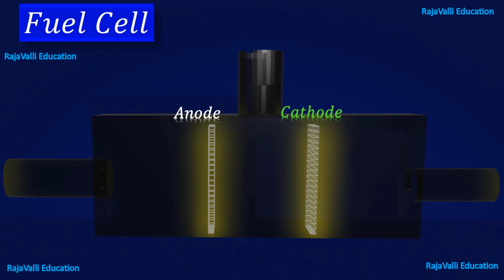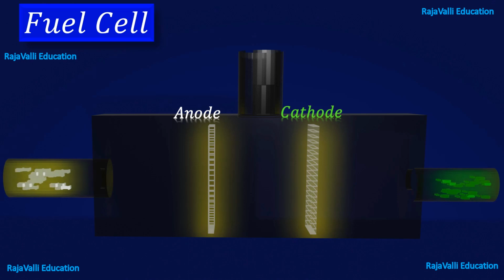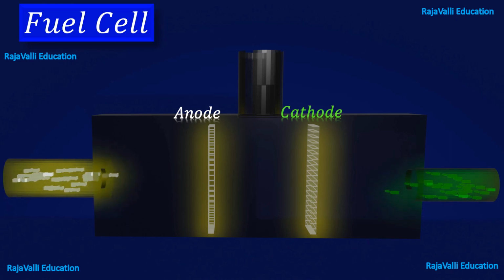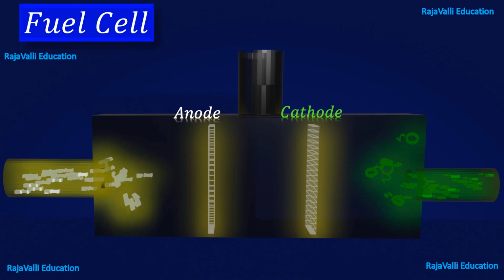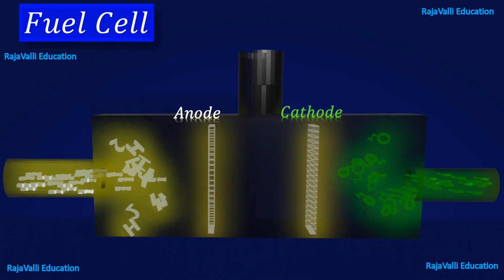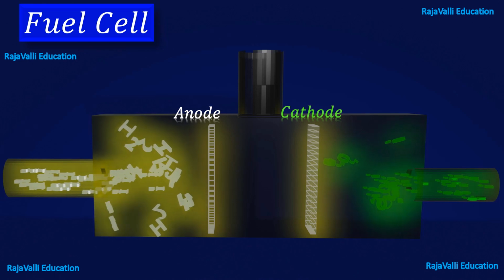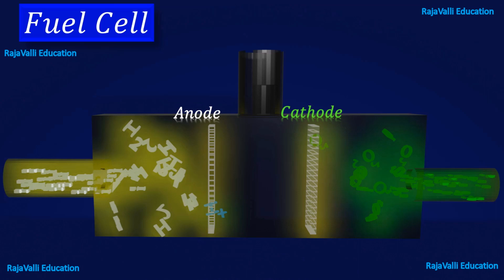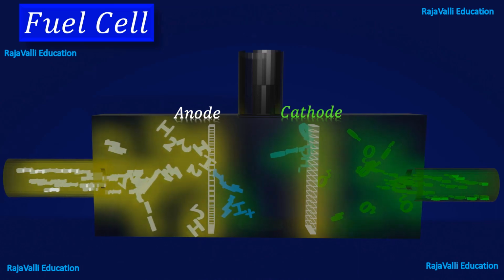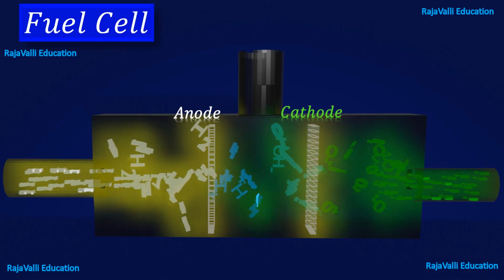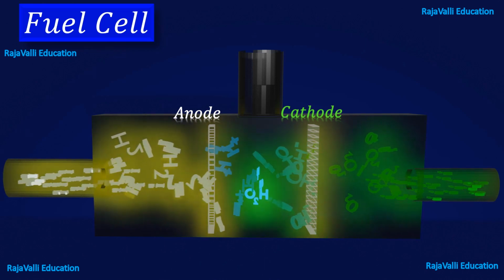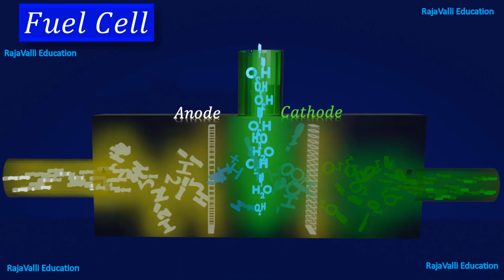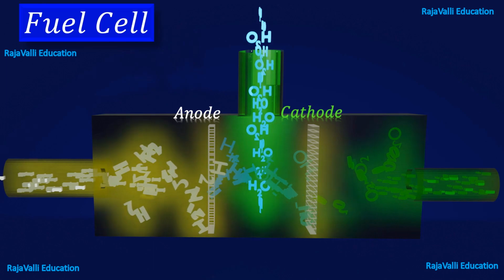Now we see the working of the fuel cell. Here hydrogen and oxygen are continuously supplied to the cell. Hydrogen, that is the fuel, is bubbled through the anode into the electrolyte, and the oxygen, that is the oxidant, is bubbled through the cathode into the electrolyte. At the anode, hydrogen is oxidized to H+ ions, and at the cathode, oxygen is reduced to hydroxyl ions. These two ions combine together, producing water vapor. These water vapors are condensed to get pure water.